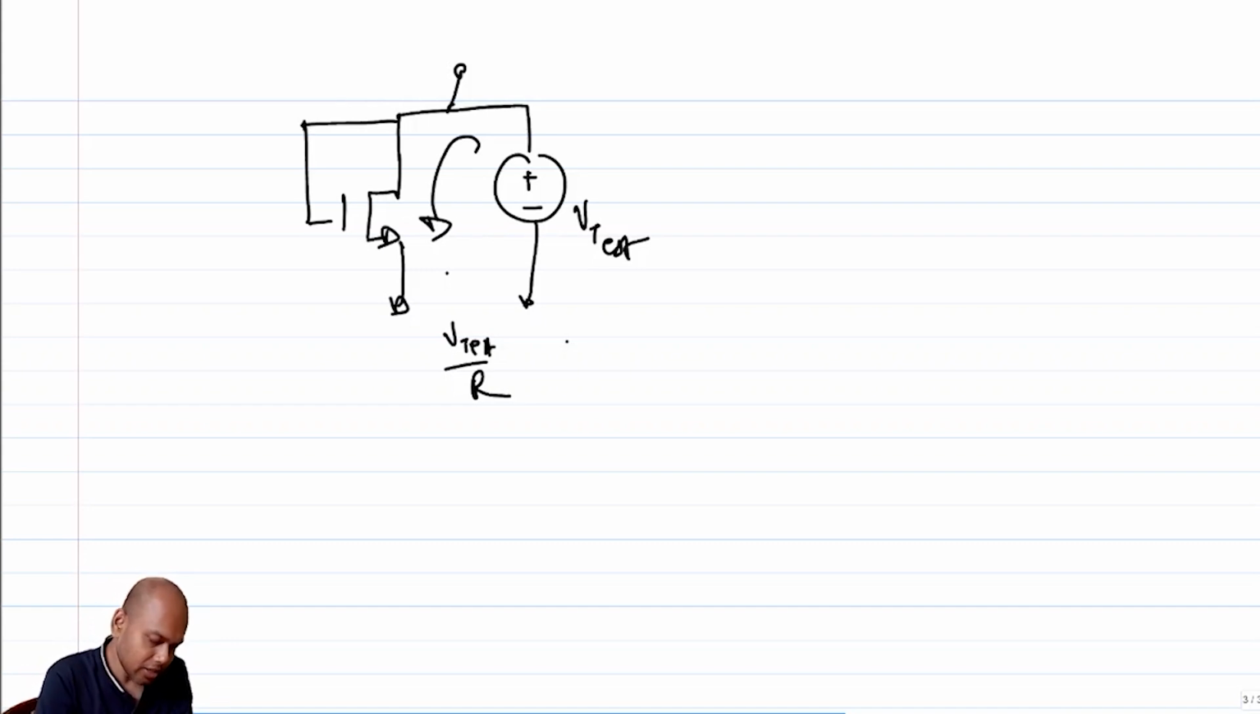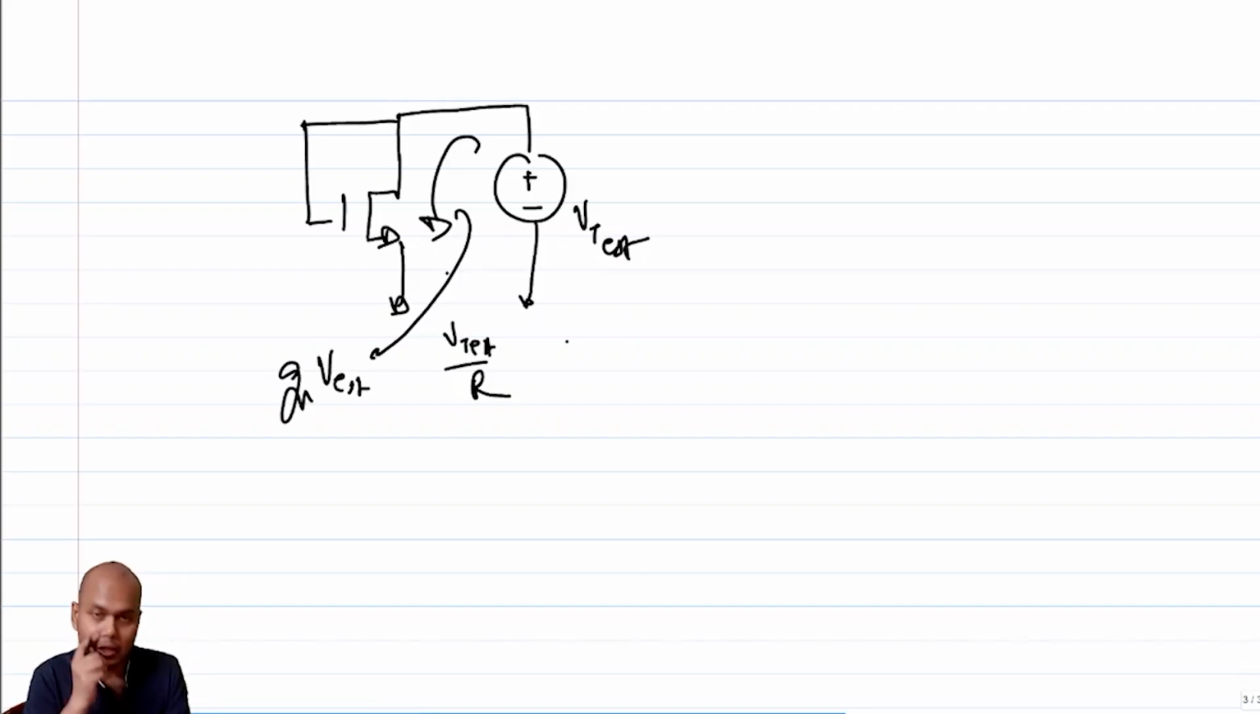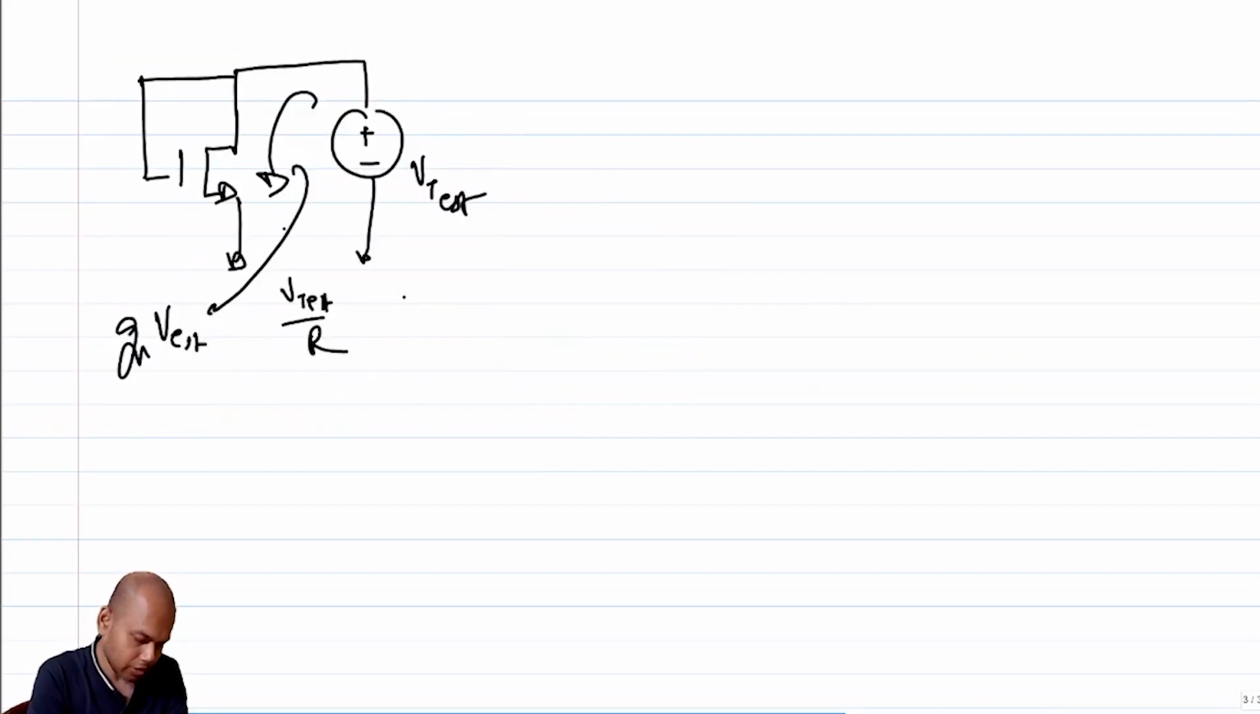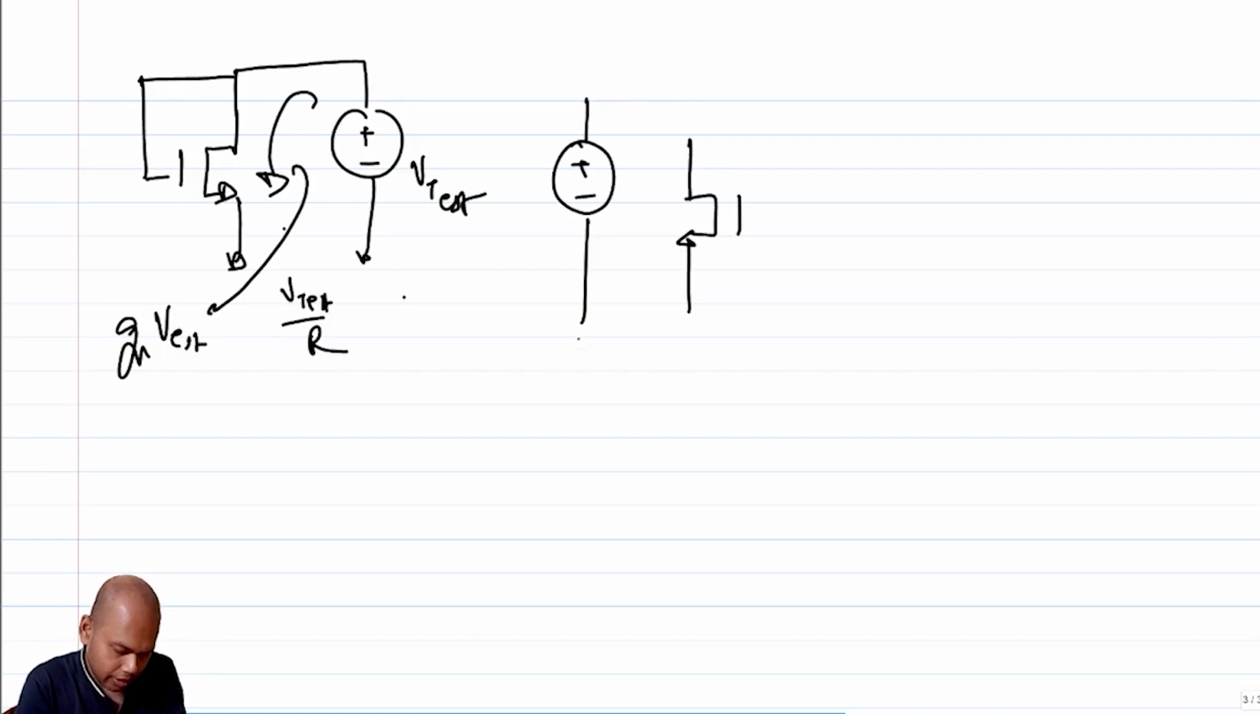But a diode connected transistor gives you a positive resistance, correct? So this gives you V test times Gm, correct? But I want negative resistance. So what should I do? If I use the same sort of thought process, then what do I end up with? Let's say I apply a test voltage source, correct? And what do I need?